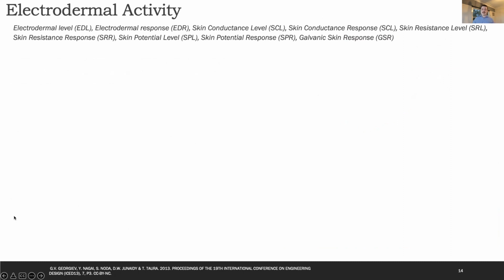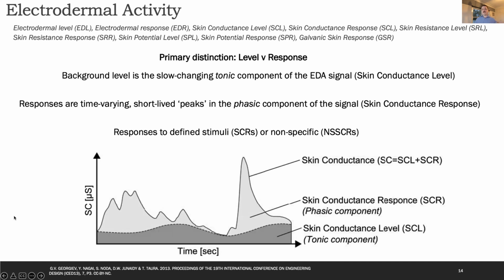If you have done any research into this area or read anything about this area, you'll first be kind of assaulted by all the different ways that this is referred to in the literature. So you might see things like electrodermal level, electrodermal response, skin conductance, skin resistance, skin potential, galvanic skin response. All of these things really refer to what generally now is called electrodermal activity. And the primary distinction here falls between what people refer to as skin conductance levels and skin conductance responses.